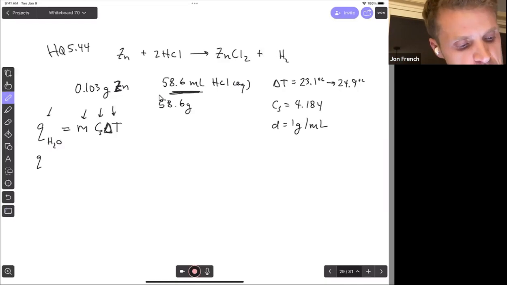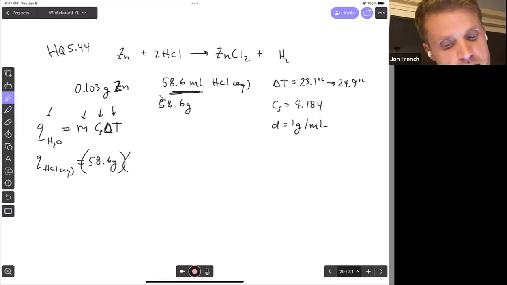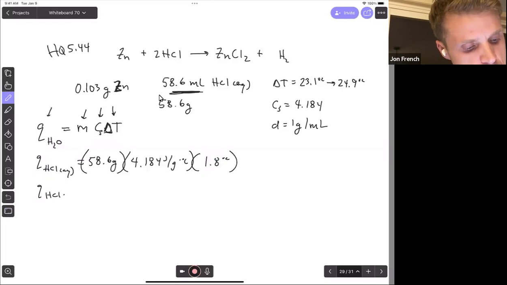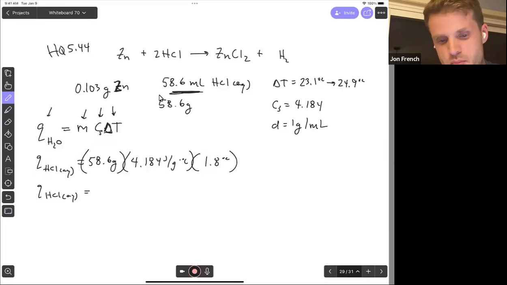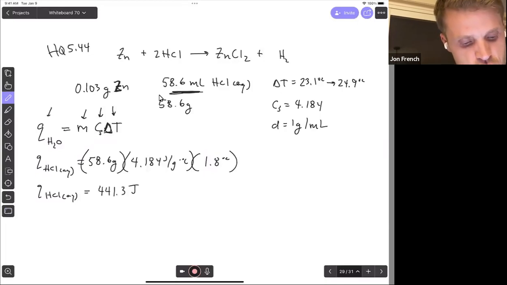So we'll just plug in, and maybe I should say this is for the HCl solution so that we don't get confused, right? The mass, 58.6 grams. Again, your mass might be different, but the steps are going to be the same, right? Our specific heat, 4.184 joules per gram degree Celsius. And our temperature change for this one is 1.8 degrees Celsius. So multiply those all together: 58.6 times 4.184 times 1.8, right? I get 441.3 joules of energy.